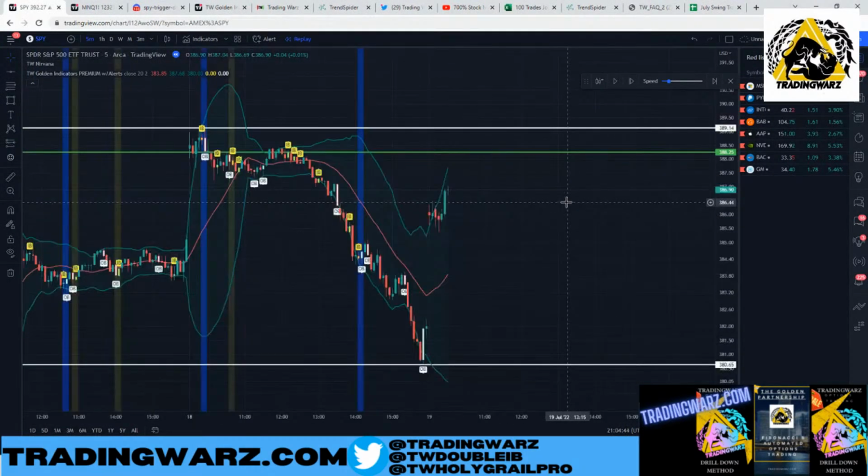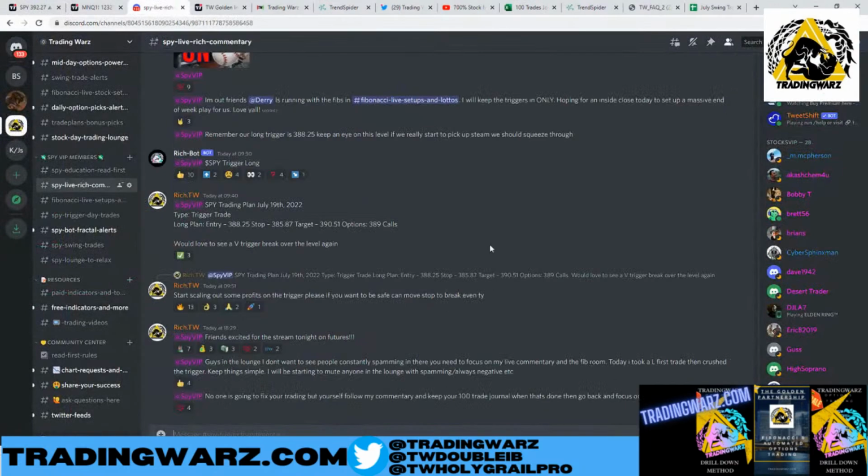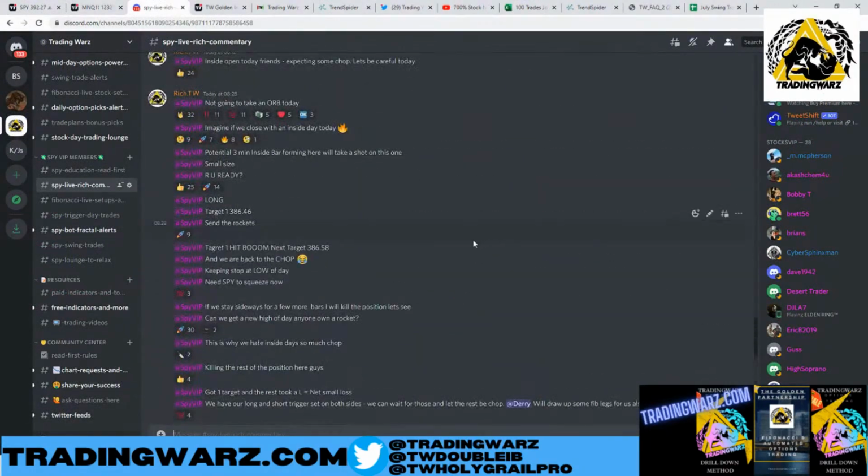So what I did instead, once that first trade didn't work out, was take a step back and say, I'm going to wait for this green line to break. Because if this is a real rally, real bullish price action, then it's going to break this level, then break the white line and just keep going. So I just waited for that, guys. Let me show you my live commentary here. This is where we went long on the inside bar.